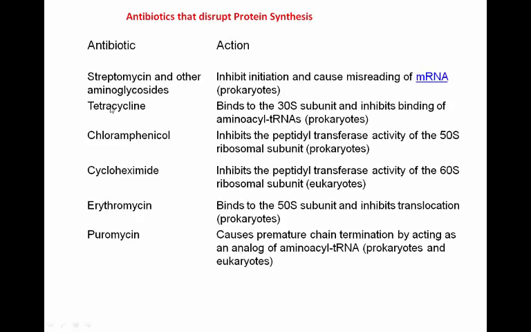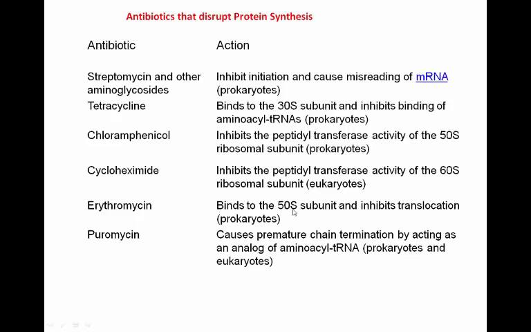Tetracycline, which I'm sure you've all heard of, binds to the 30S subunit and inhibits binding of aminoacyl tRNAs, and that's in prokaryotes. Chloramphenicol inhibits the peptidyltransferase activity of the 50S ribosomal subunit, and that's in prokaryotes. Cycloheximide inhibits the peptidyltransferase activity of the 60S ribosomal subunit, and that's in eukaryotes. So we can inhibit peptidyltransferase with chloramphenicol. That will kill bacteria. We inhibit the peptidyltransferase activity of the 60S with cycloheximide. That will kill eukaryotic organisms, yeast, fungi, etc.